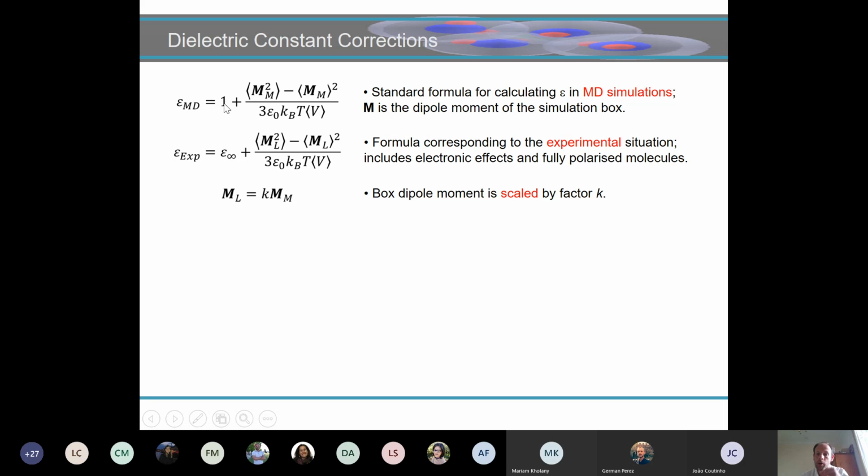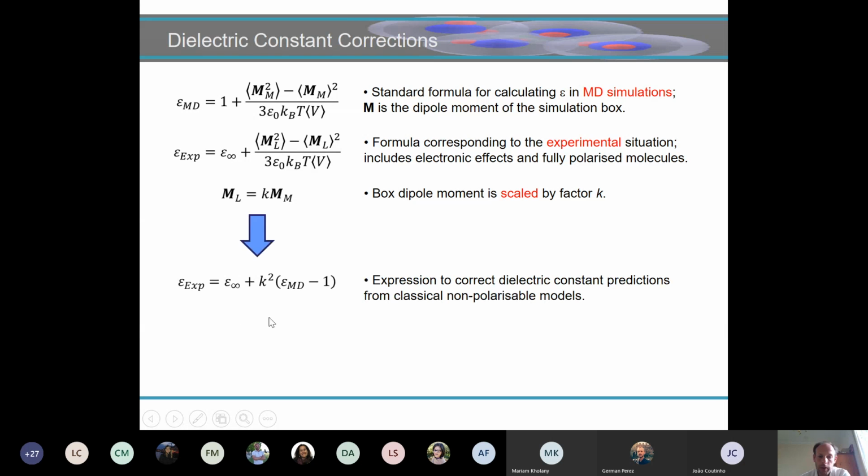So one would be when the molecule is in vacuum. Epsilon infinity is when it's in a bath of electrons that respond to the field as well. Okay, so we have these two corrections. We need to transform M_M into M_L, and then transform 1 into epsilon infinity. If we combine these three equations, we can derive the expression that allows us to correct the simulated dielectric constant by way of the scaling factor and epsilon infinity to match the experimental dielectric constant.